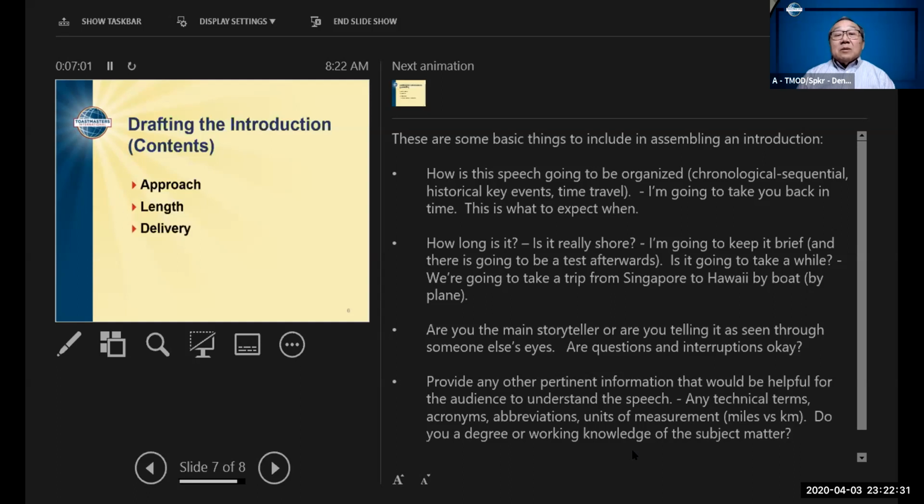Are you also going to be giving it from the standpoint of being a storyteller from your point of view, or are you going to be telling it through someone else's eyes? Are questions and interruptions okay? You need to provide other pertinent information that would be helpful for the audience to understand the speech, especially including any technical terms, acronyms, abbreviations, or units of measurement, such as miles versus kilometers. And also make sure that you let them know that you might have a degree or working knowledge of this subject matter.